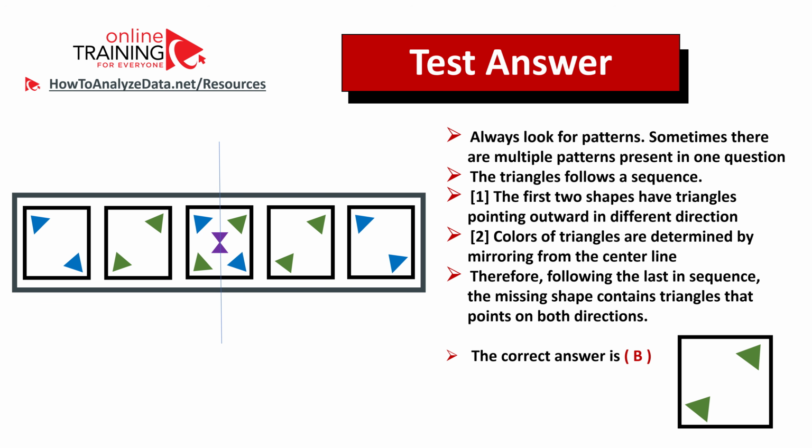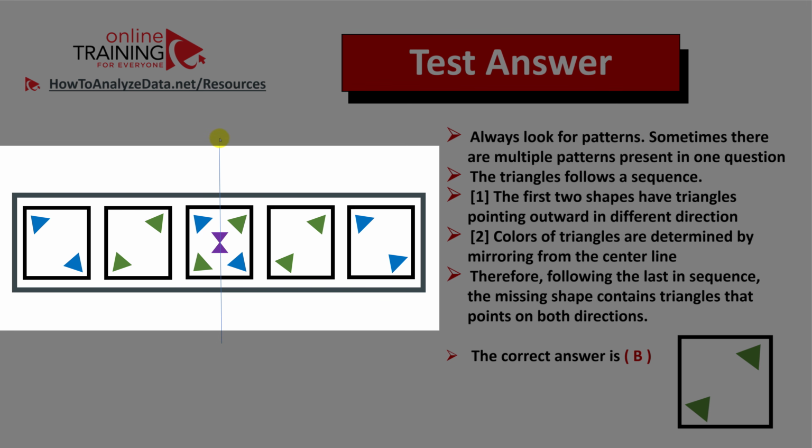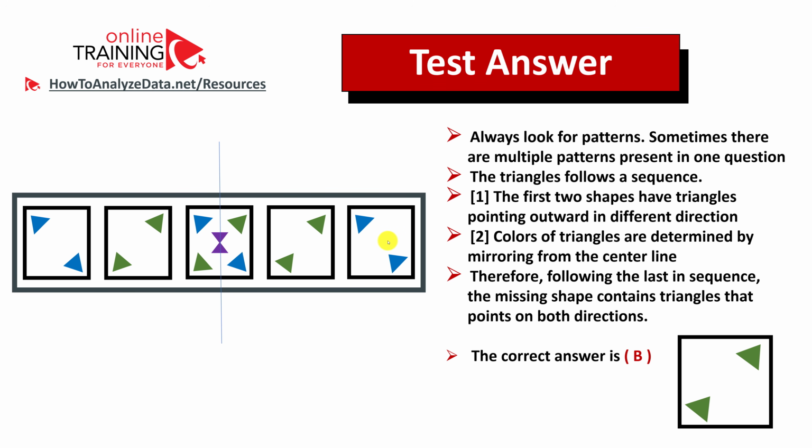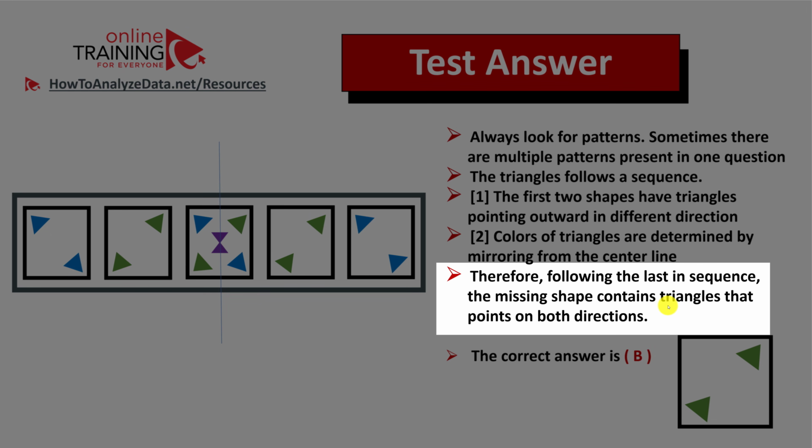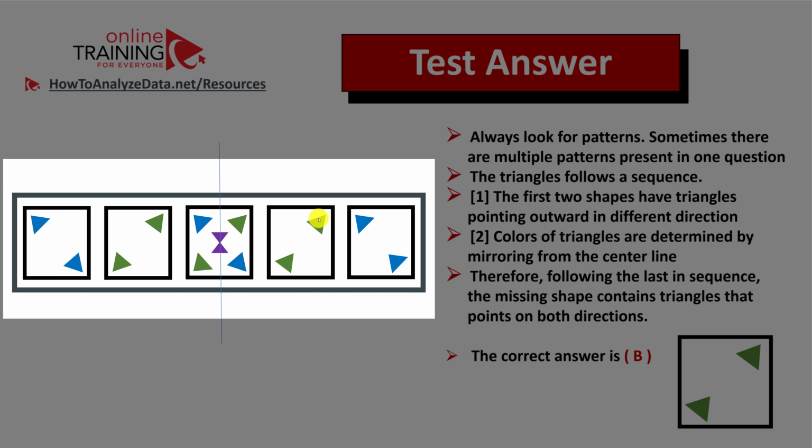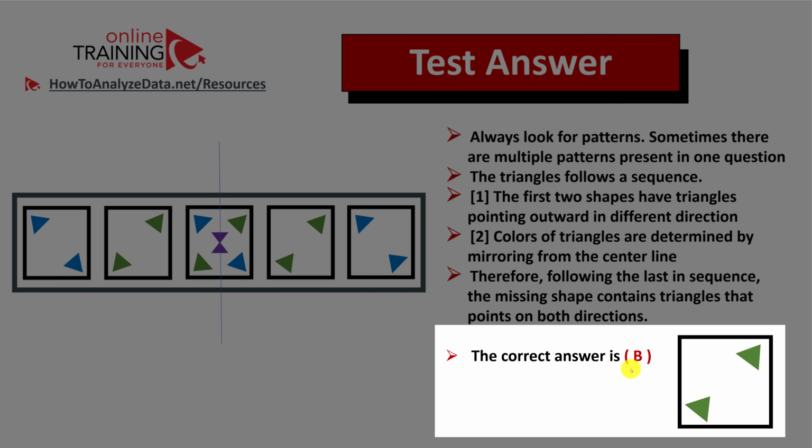Typically, there are patterns in the test questions. What you need to do to find the right answer is to recognize the patterns. There are multiple patterns in this question. Pattern number 1 is that the first 2 shapes have triangles pointing outward in different directions. And you also see this is the mirror line. And then from the mirror line, you see that the colors go in a different pattern. Green and blue to the left. So the same thing should happen from the mirror line to the right, green and blue. Therefore, this is why the missing shape will contain green triangles that point in both directions. So the correct choice here is choice B.